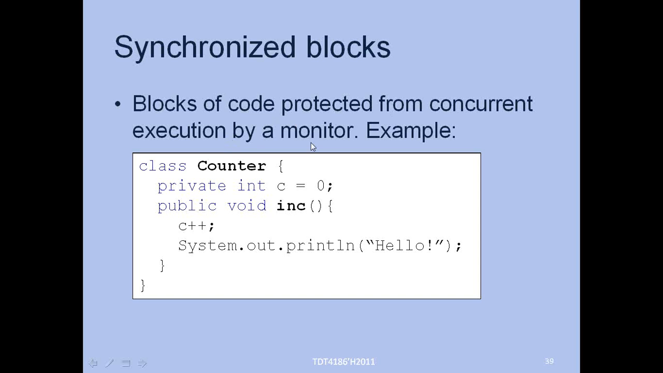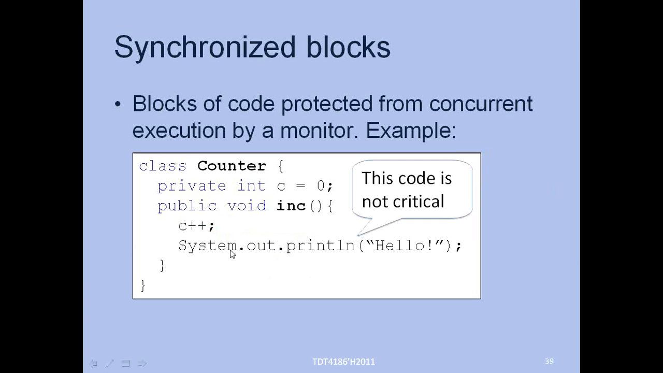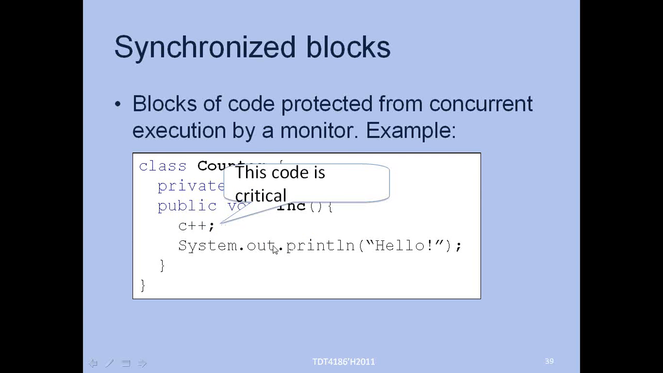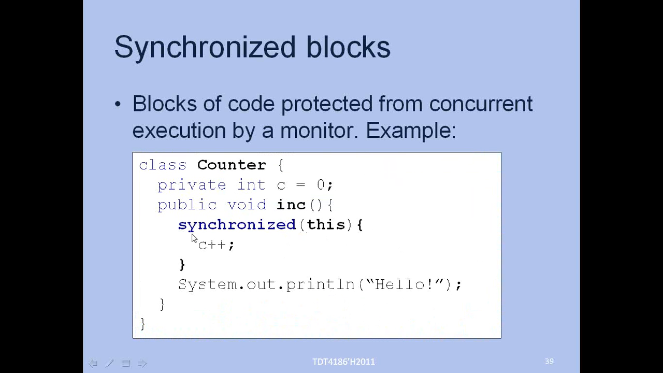Blocks of code protected from concurrent execution by a monitor. Let me show you an example. This code is critical, and this code is not critical. Instead of mentioning synchronized for the entire method, this is a non-critical line, and this is critical. C++ is critical, whereas this println within the INC method is not critical. So you synchronize only on this block. This is called a synchronized block.